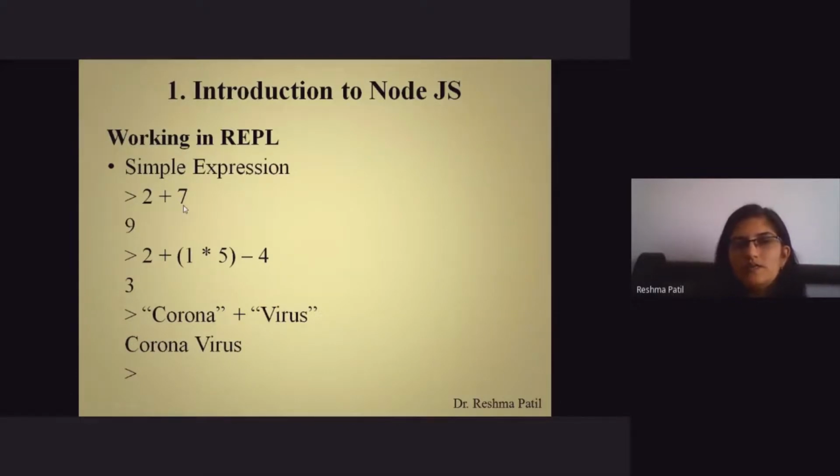Example, we have already seen some examples. Again we will see 2 plus 7, 9. 2 plus 1 into 5 minus 4. This type of expression also we can pass there. We can pass a string and we can concatenate that string and show the result like this.